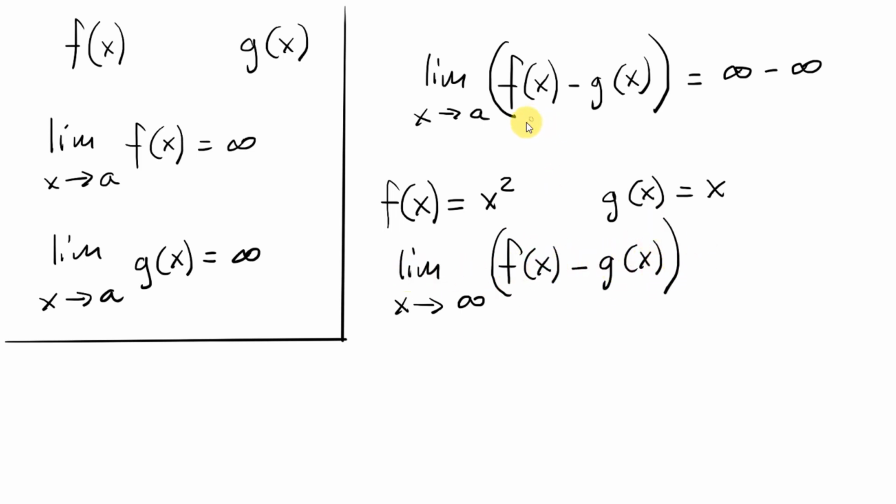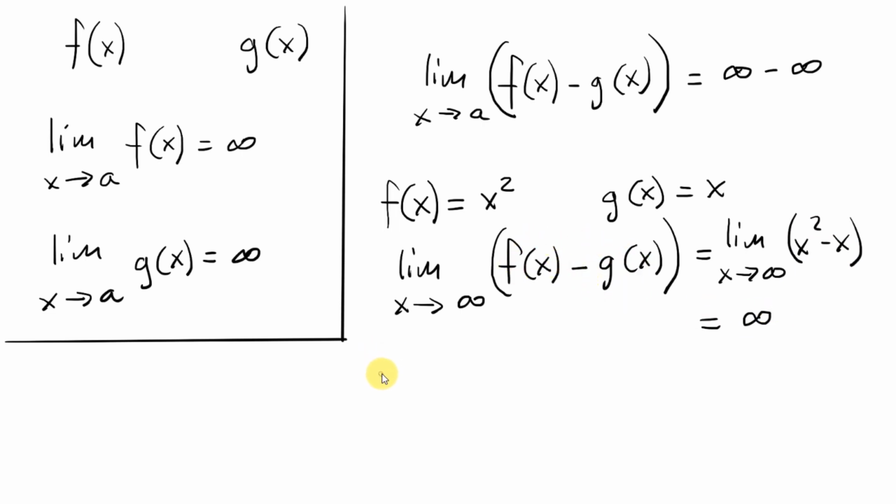So the limit of the difference of the two functions will be the limit of this function. But this function goes to plus infinity when x goes to infinity, because x squared grows much faster than x. So in this case we have infinity minus infinity.